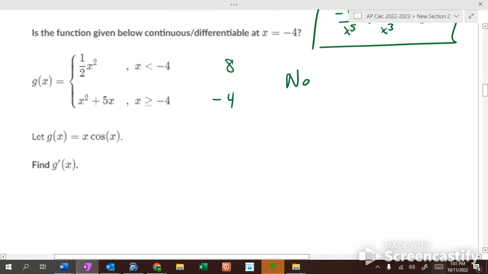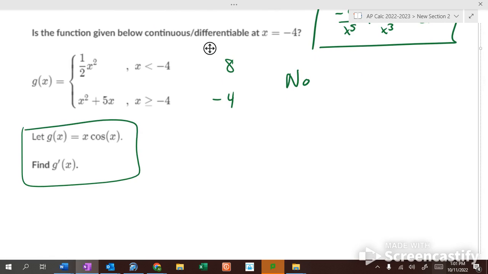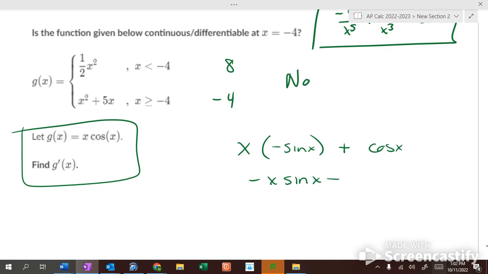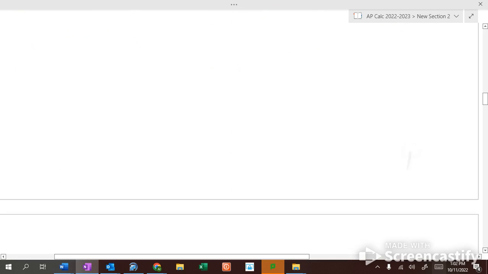All right. What rule would you use here? What's the name of that rule? Product rule, because you're multiplying. So it's x times the first derivative of the cosine of x, which is negative sine of x, plus cosine of x times the first derivative of x, which is 1. So it's negative x sine of x plus cosine of x, or cosine of x minus x sine of x.